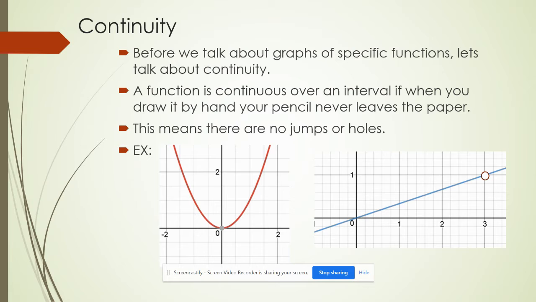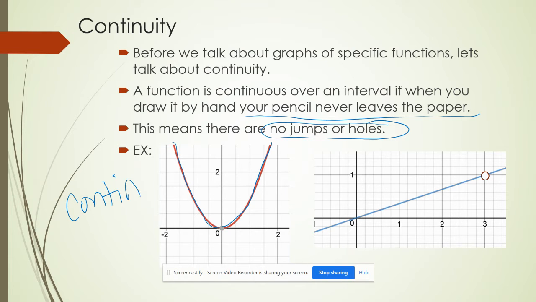Before we talk about graphs of specific functions, we need to review what continuity means. Continuity means that when you're drawing it by hand, your pen or pencil never leaves the paper. There are no jumps and no holes. So if you can trace it from left to right without having to pick up your pencil, then it is continuous.